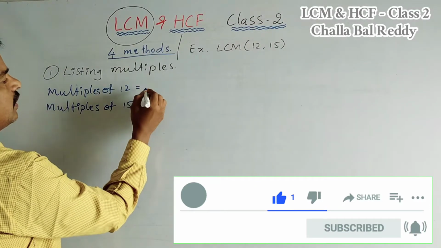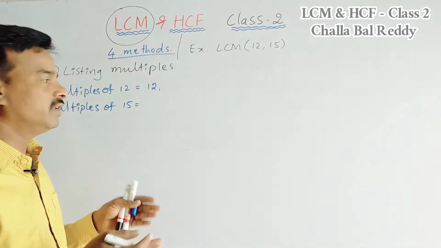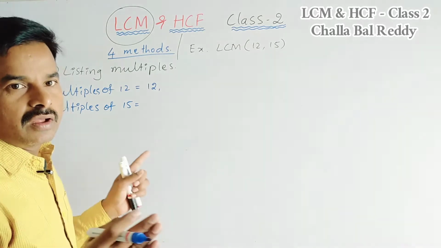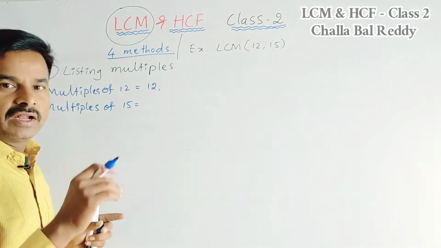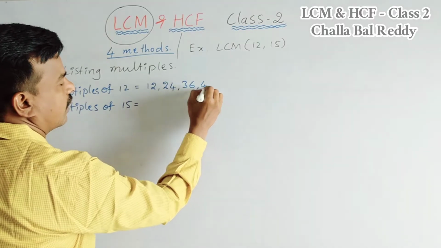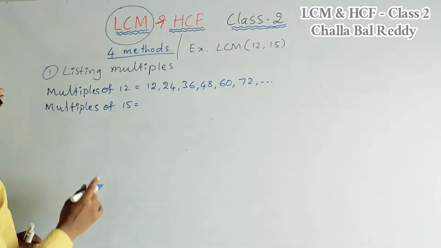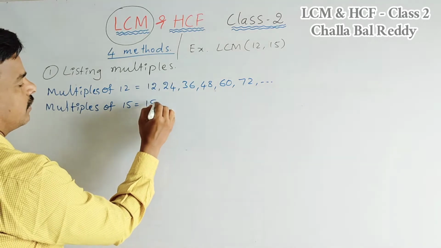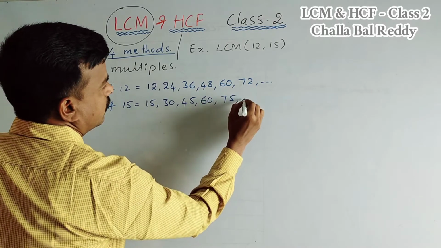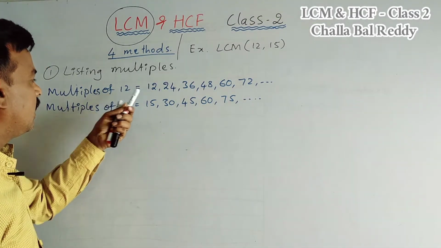First we should write multiples of 12. Here 12 is a multiple. Already in the previous class we learned about multiples and how we can find the multiples of a number. If anyone has not listened, please watch the video whose link I gave in the description. So 12, 24, 36, 48, 60, 72, etc. Next, multiples of 15: 15, 30, 45, 60, 75, etc. These are the multiples of 12 and 15 written.